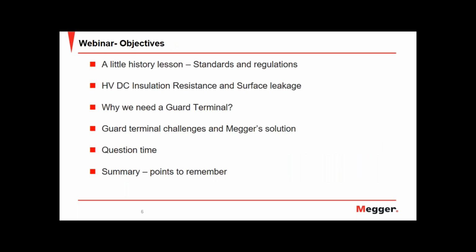Okay, the objectives today: we're going to have a very quick history lesson. I don't want to bore you too much. Then we're going to talk about HVDC insulation resistance testing and surface leakage. We're going to talk about why we need a guard terminal. We're going to move on to talk about how we overcome surface leakage and the advantage of using a guard terminal. We're going to talk about the challenges and the constraints when designing a guard terminal. I'll take a look at Megger's high performance guard terminal and why it's so special. Then we're going to have a bit of a question session, and at the end I'm just going to leave you a few pointers to take away with you. That's the points to remember.